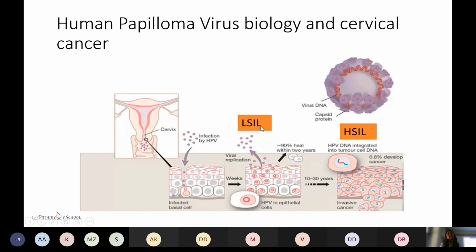Similarly, in HSIL, the virus not only infects the cell, but it integrates its viral genome inside the host DNA, and it starts multiplying. So here the virus is not waiting for the cell to mature. So there is proliferation of the immature cells, which is seen in the case of HSIL and further in carcinoma cervix.